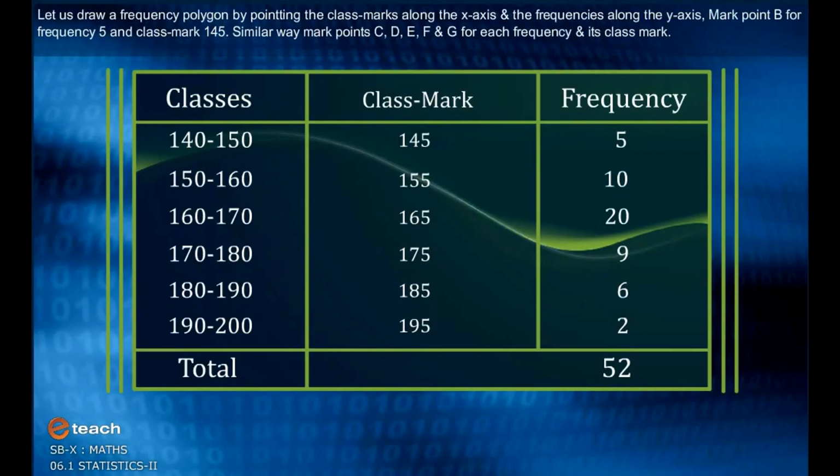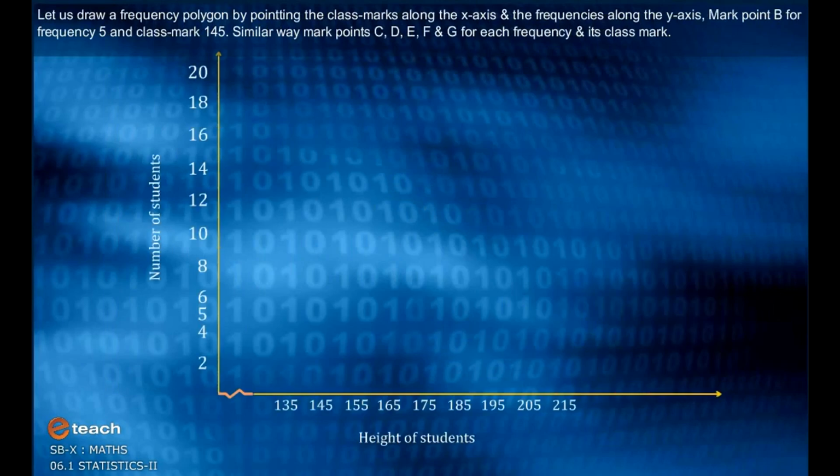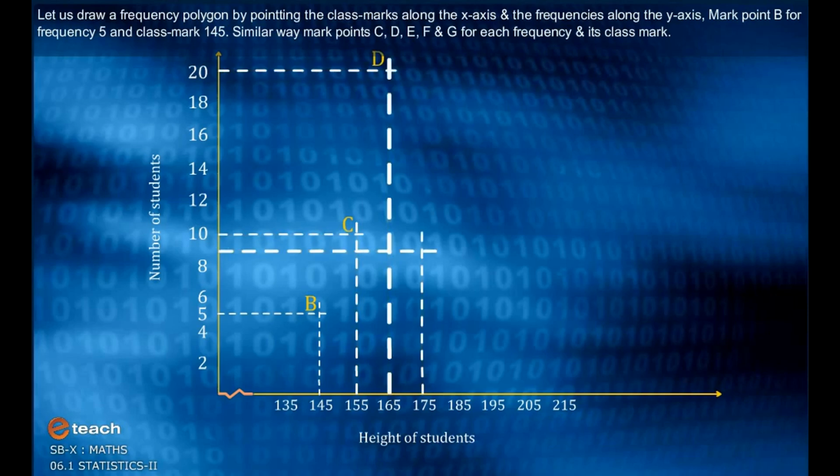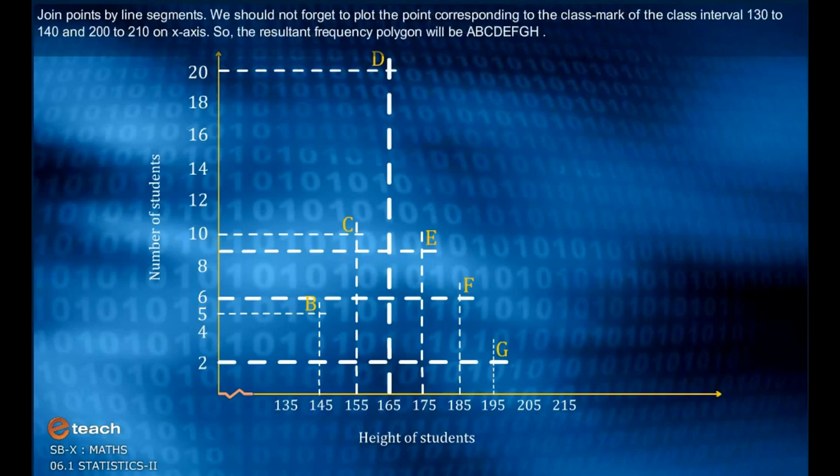Let us draw a frequency polygon by plotting the class marks along the x-axis and the frequencies along the y-axis. Mark point B for frequency 5 and class mark 145. In a similar way, mark points C, D, E, F and G for each frequency and its class mark. Join the points by line segments.